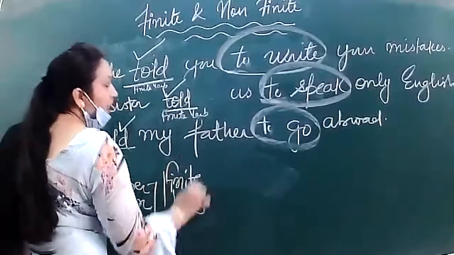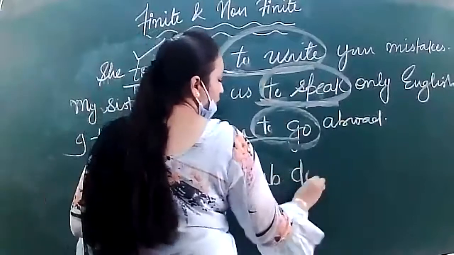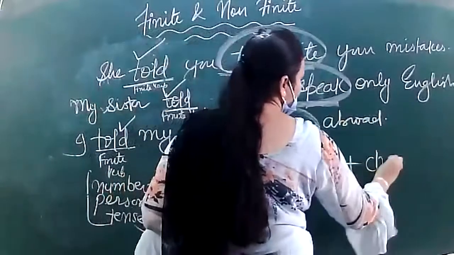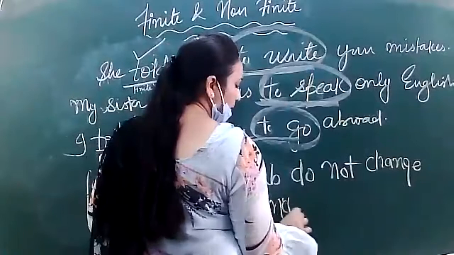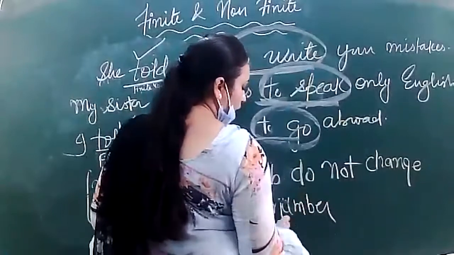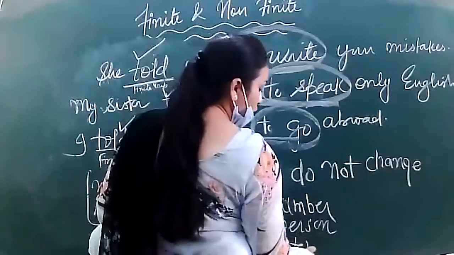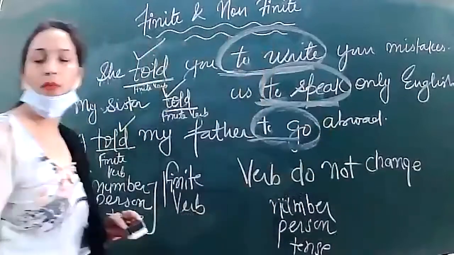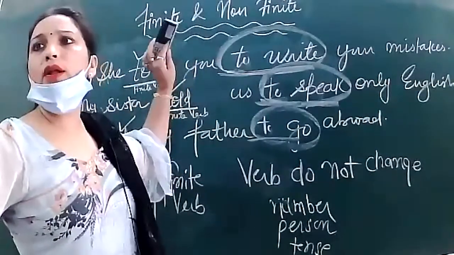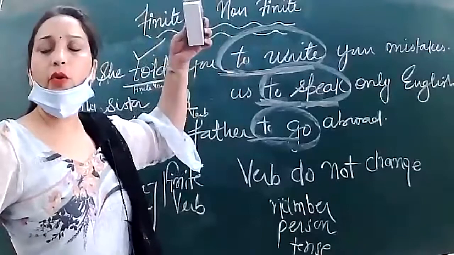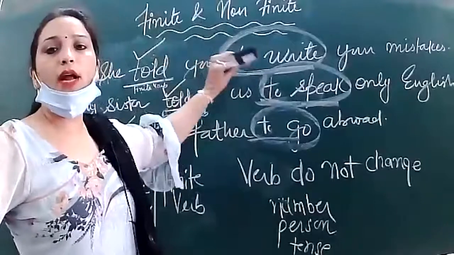When these change, they come into the category of finite verb. But when verbs do not change according to number, according to person, and according to tense, these verbs will remain the same whether you write I, you, we, they plural, whether you write he, she, it singular, whether you write yesterday, present tense, or future tense. These will not change. To write, to speak, to.